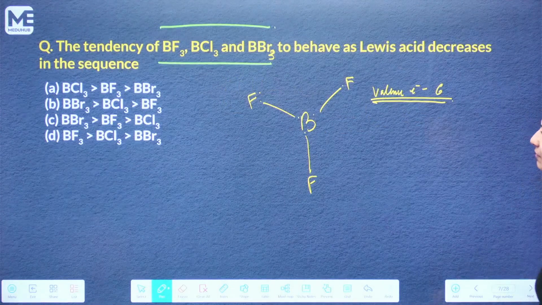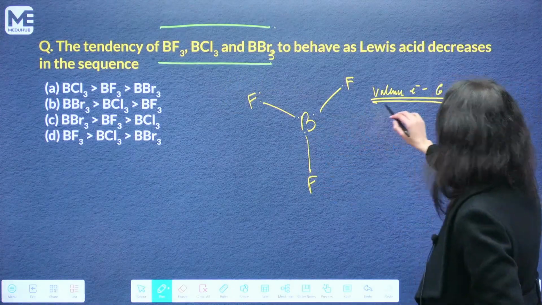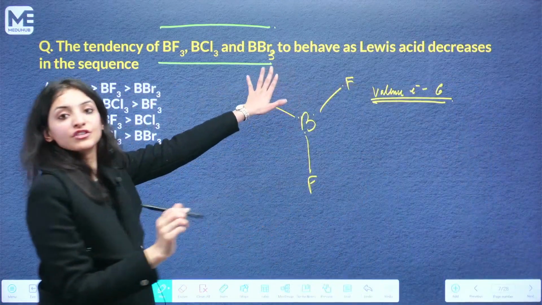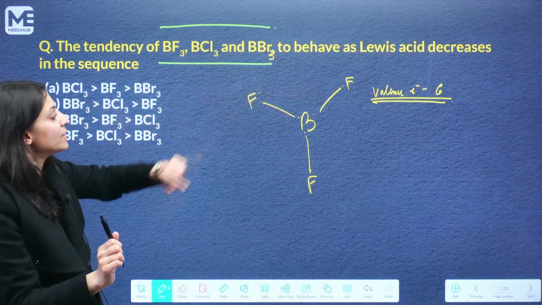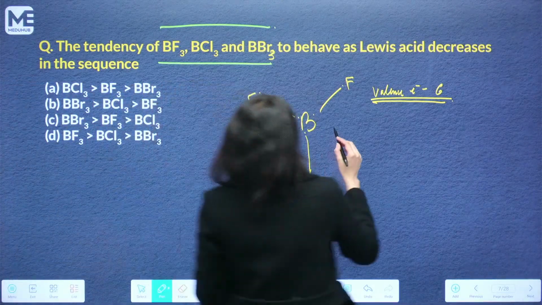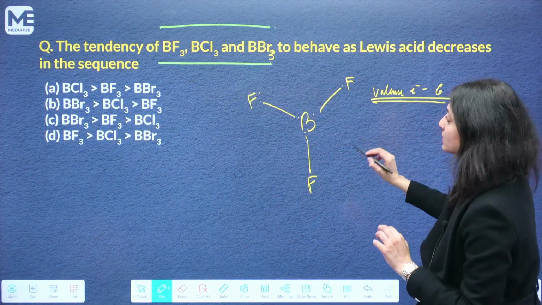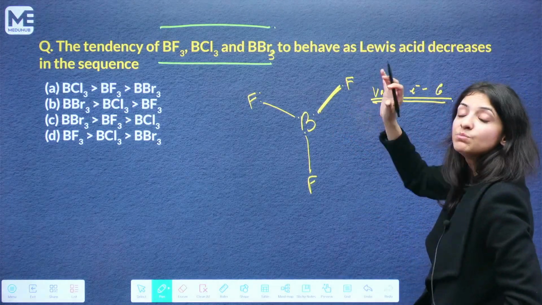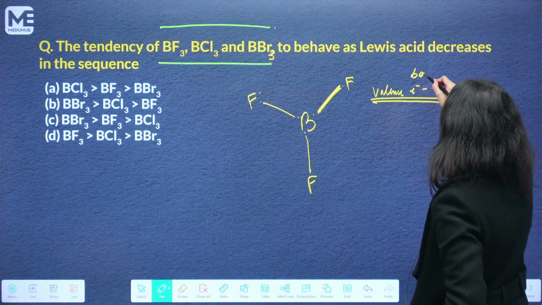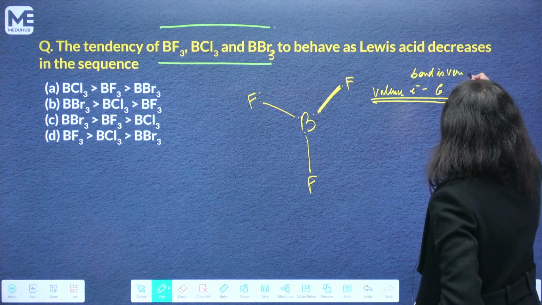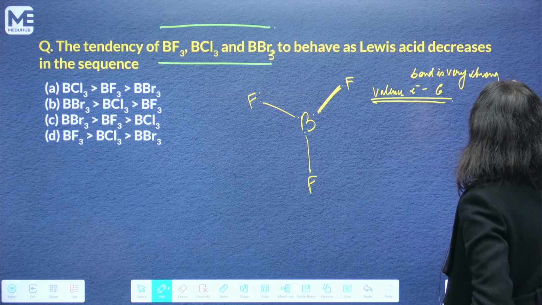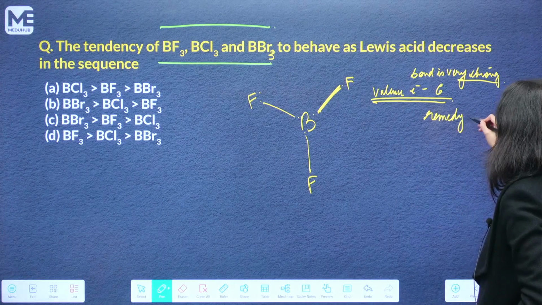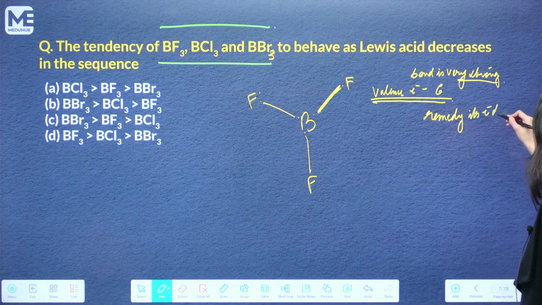Right. Now, coming back to this. BF3 is an electron deficient compound. It behaves as a Lewis acid. So it has 3 single bonds, but it has been found that the bond length of these BF bonds is much smaller and the bond is very strong. So what is it that BF3 is doing to remedy its electron deficiency?